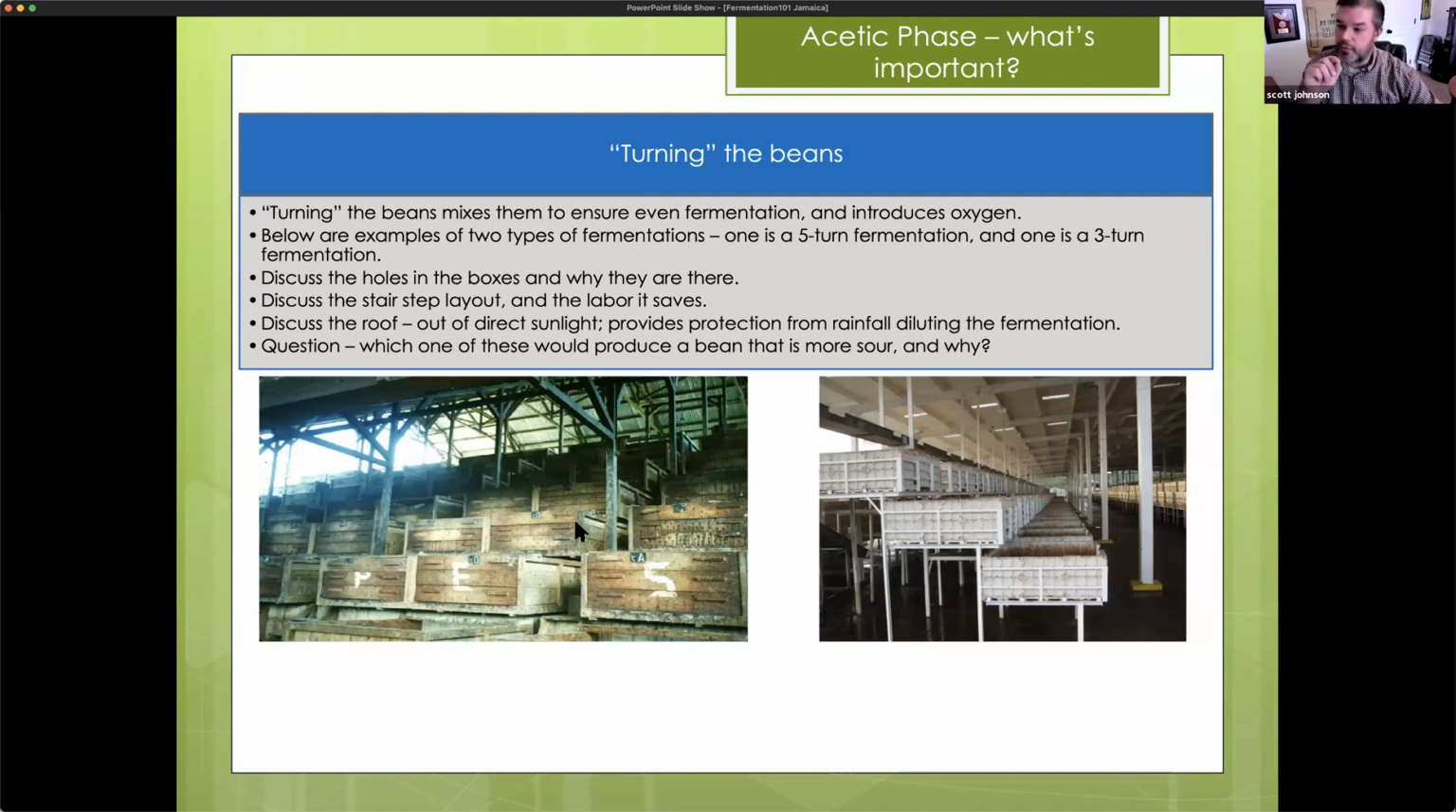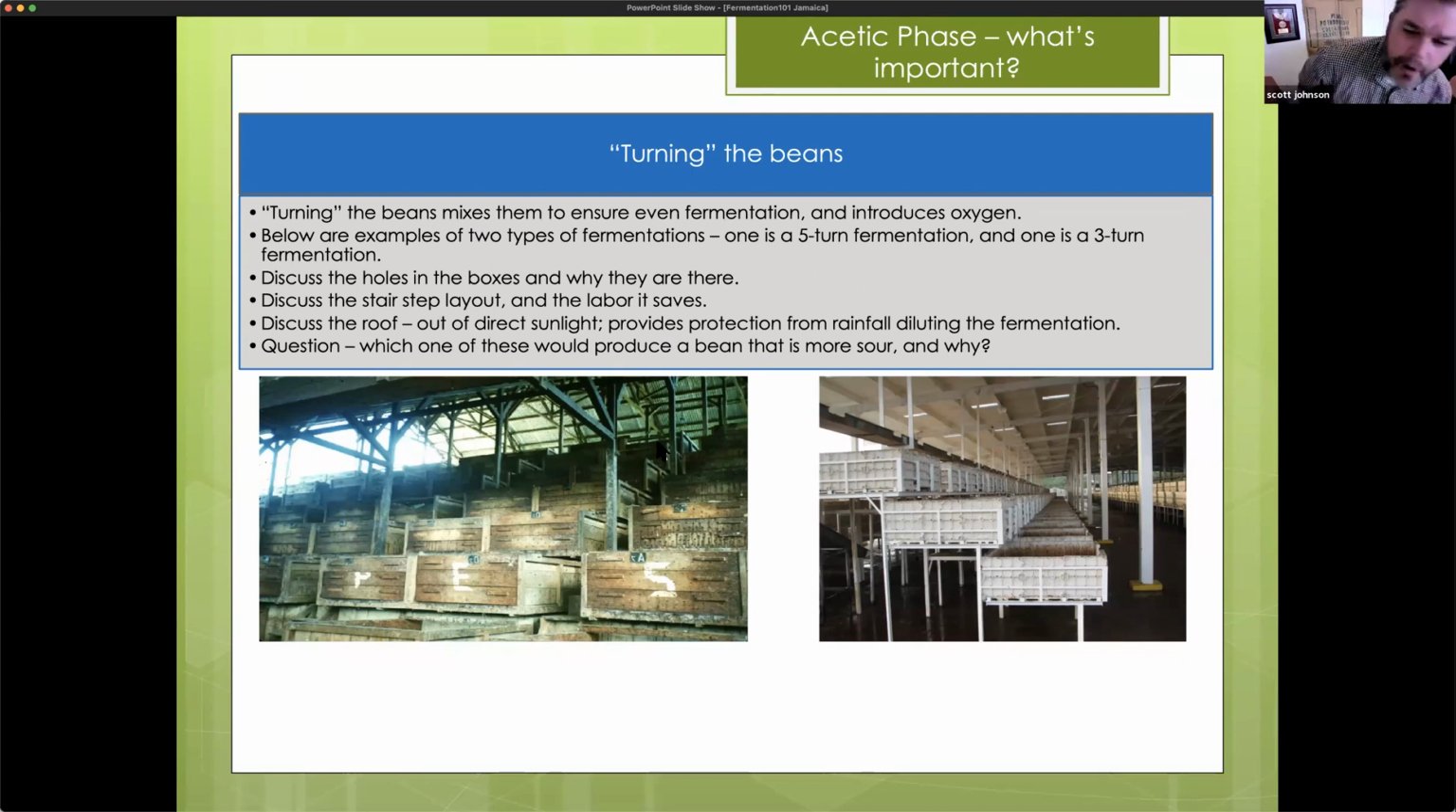Drying is also really important when it comes to managing sour. We'll talk about that on Friday, but for today, what I want you to really clearly understand is that the more frequently you move your beans around and the more frequently you put oxygen into your fermentation system, the more sour your beans will become.